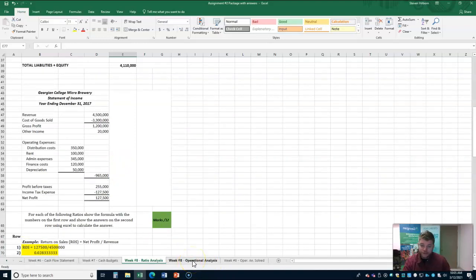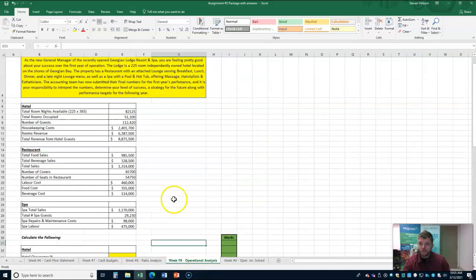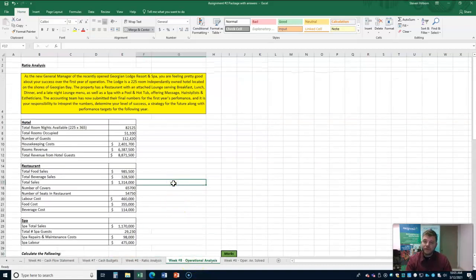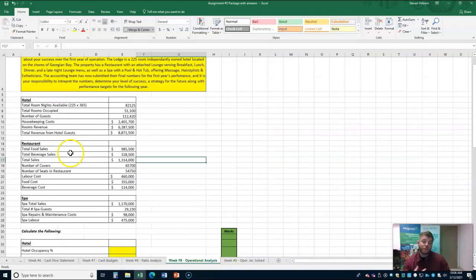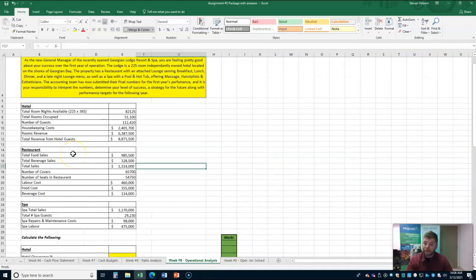Now, the next part is the operational analysis, where it gets a little bit more difficult. So here we have this Georgian Lodge Resort and Spa. I've gone through this a little bit with you if you've come to some of the classes. They offer a hotel, a restaurant, and a spa. So we have 3 different revenue areas, 3 different departments, all of which have different numbers, all of which have different ratios and percentages that we can come up with.